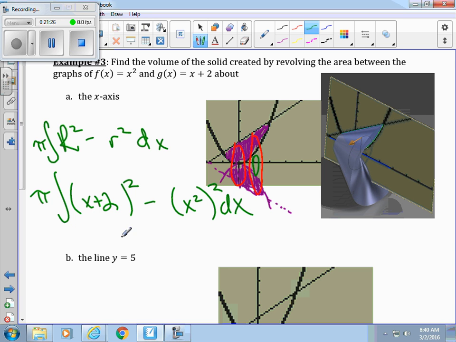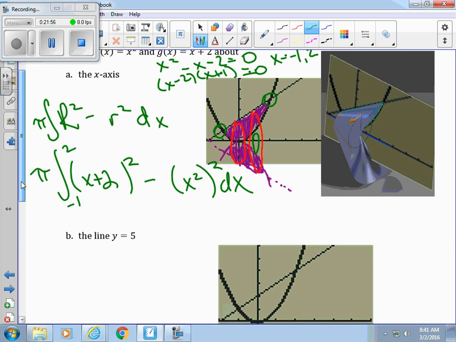Where am I going to integrate this from and to? Well, I need the edges of my region. And how'd you get that? Good, set those equal to each other. So x squared equals x plus 2, and that does factor. Negative 1 and 2 are the intersections. Okay, any questions about that one?